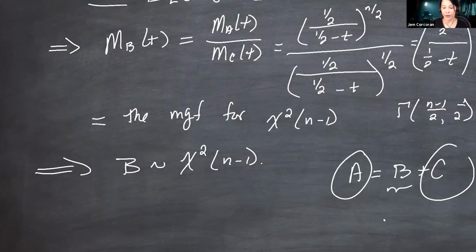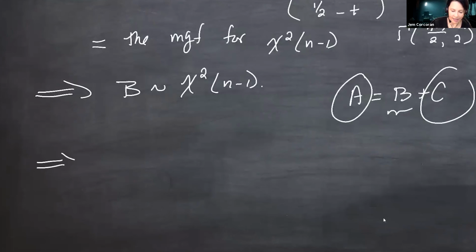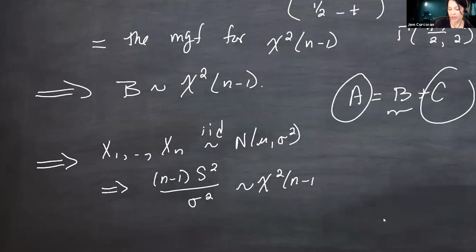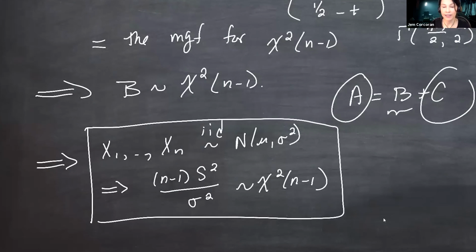So we were a little bit tricky, but this is the important final result. If we have X1 through Xn IID normal mu, sigma squared, this implies that n minus 1 times S squared over sigma squared has a chi-squared n minus 1 distribution. I want to say super important, but I think I'm losing credibility because I'm saying everything is important. So who knows? This might come up again.